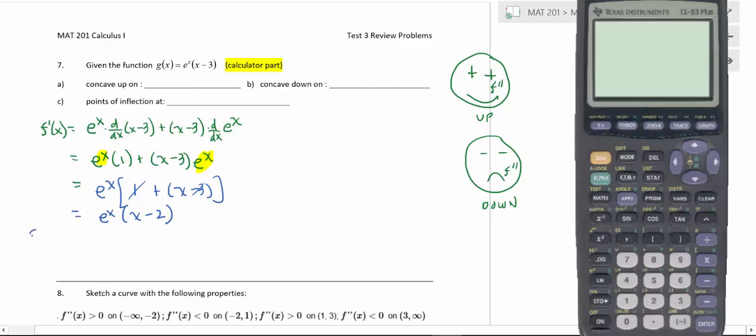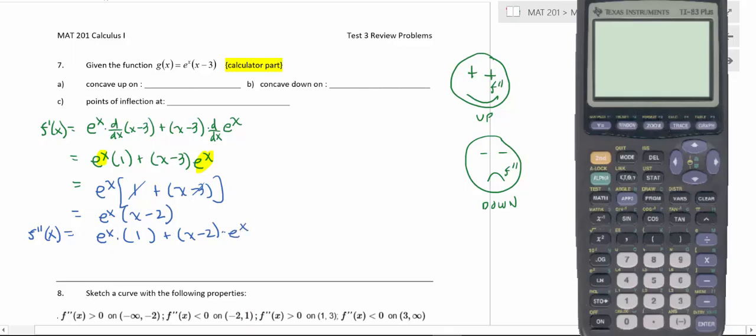Now you want to go to the second derivative, which is very similar. It's a product rule. So you're going to take the first times the derivative of the second. Derivative of the second's 1 plus the second, x minus 2. Derivative of first is e to the x. You're welcome to do that in your head if you want to.